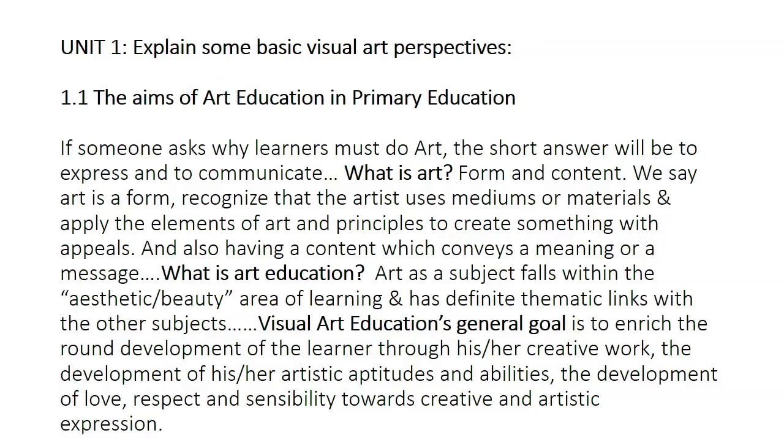We say art is a form because we see the materials, or that the artist uses materials or mediums and applies the elements of art and the principles of art to create something that is attractive or appealing. So in other words, in your book you learn about the elements of art and the principles of art. Those are the two components that you will need to be able to create a piece of art. We also say that art has a content which conveys or sends a meaning or a message of what the person or the learner who did that specific art is trying to say.